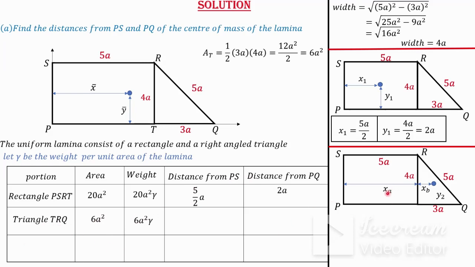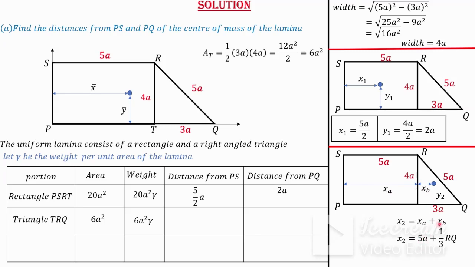That is the distance from PS of triangle TRQ. So that distance is XA plus XB, because the center of mass of that triangle is this small dot. If we want to determine the distance from PS of this triangle, we have to add these two distances, XB plus XA, where XA is the length of the rectangle. So determining the values of XA and XB and then adding the two will enable us to get the distance from PS of triangle TRQ. Let us call that distance x2. That is, x2 is going to be XA plus XB.